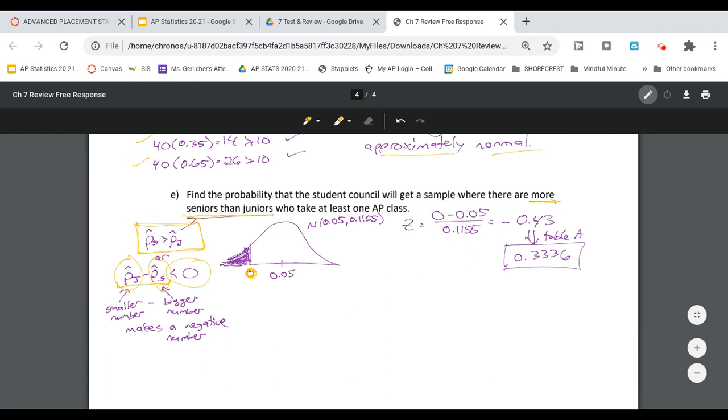Okay, so that's probably the hardest part of that. Once you have that figured out and the picture figured out, and we have a center and a variability, do your z-score, do your table A, and because we're interested in everything below, we don't need to do any subtracting. Here is your final answer.